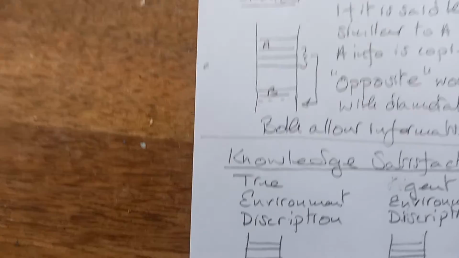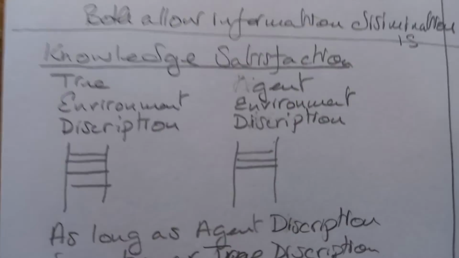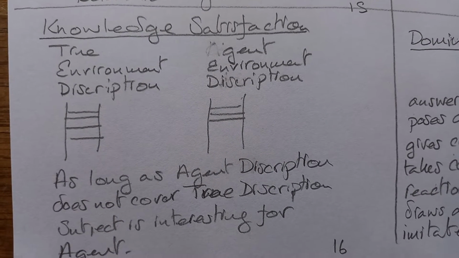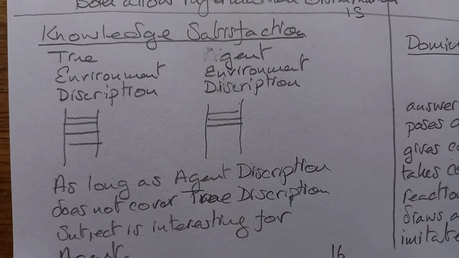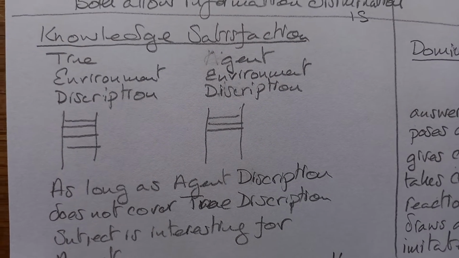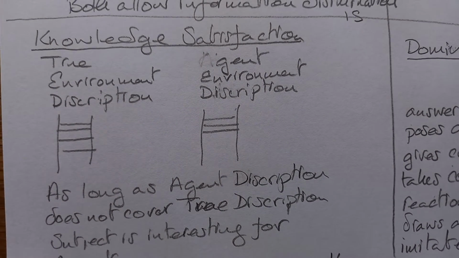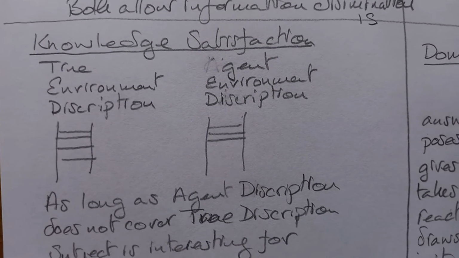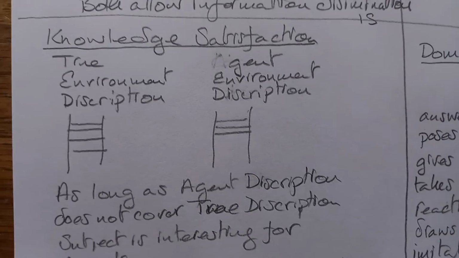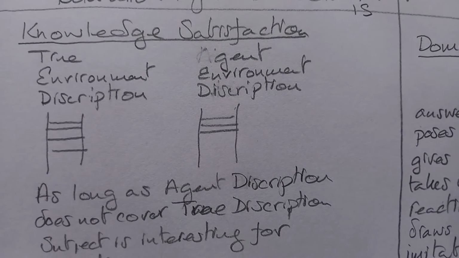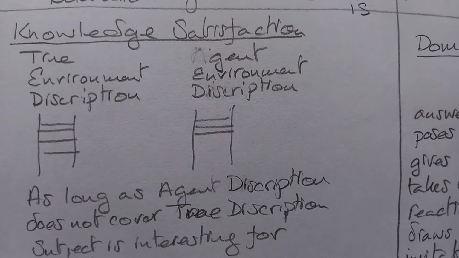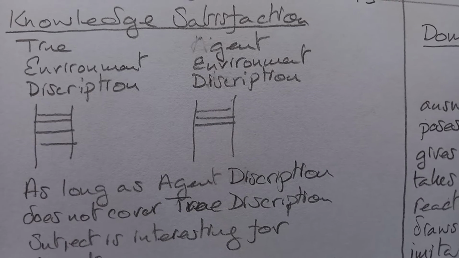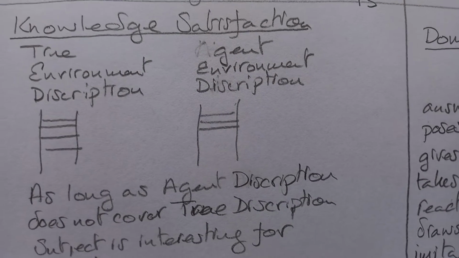The next subject is about knowledge satisfaction. This is perhaps an explanation of how one is satisfied by new information. At some point, no further satisfaction occurs. You can imagine on the left-hand side a description of the environment, also in our memory structure as before. This is the true environment description, which has all the true descriptions of the environment. On the right-hand side is the agent's environment description, which is less than the environment in complexity and content.